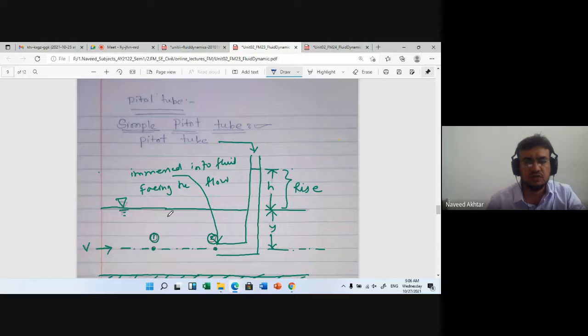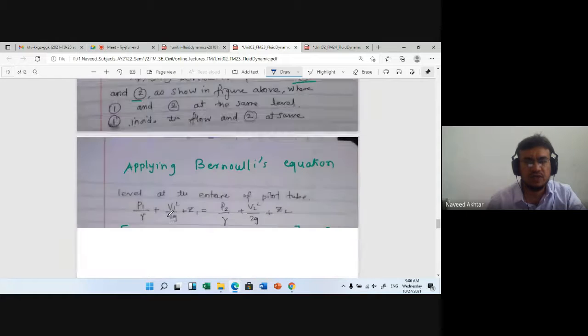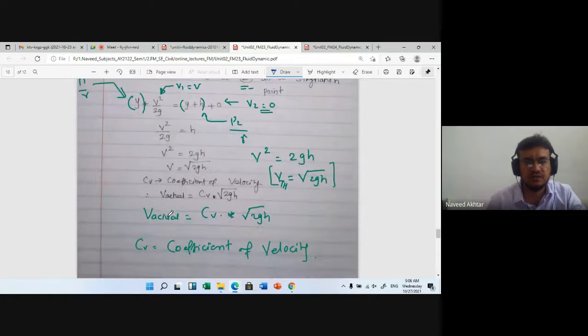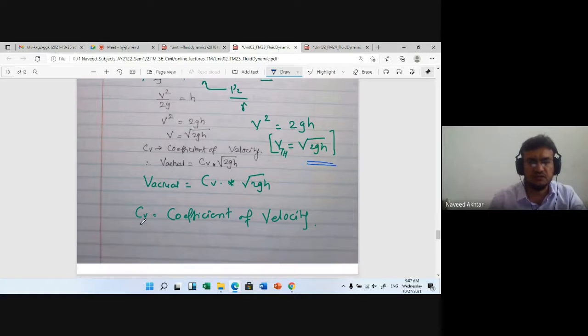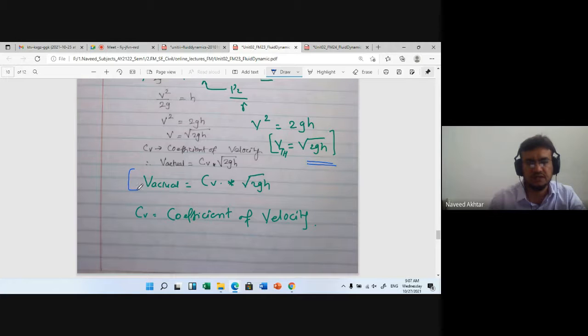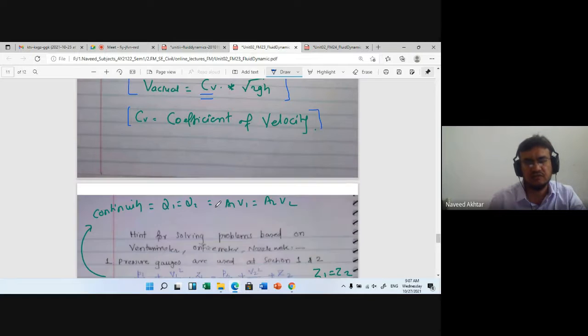The Pitot tube measures the velocity of flow, and theoretically V is equal to under root of 2gH. To find the actual velocity, V actual is equal to Cv into under root of 2gH, where Cv is the coefficient of velocity.